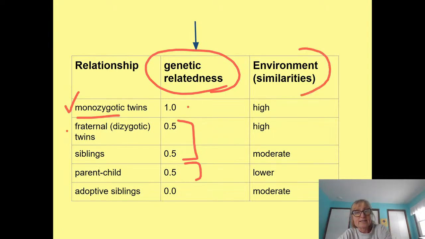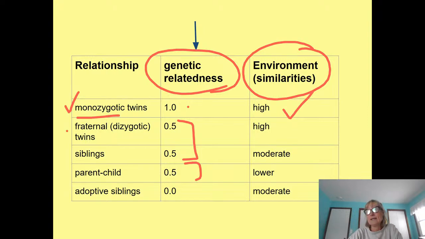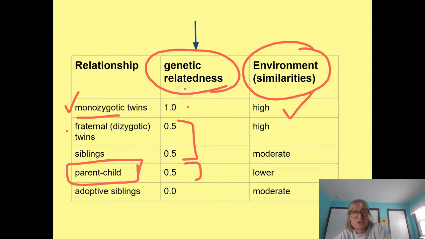We also can get estimates of the environmental similarities. If you're an identical twin, you're probably raised in a pretty similar environment if you're raised together. I mean, your parents are the same age, you live in the same house, you go to the same school, most likely, you probably have the same kinds of exposure to books and to museums and things of that nature. On the other hand, the parent-child relationship is kind of interesting because genetically they share 50% of their genes, but maybe less similarities in their environment.